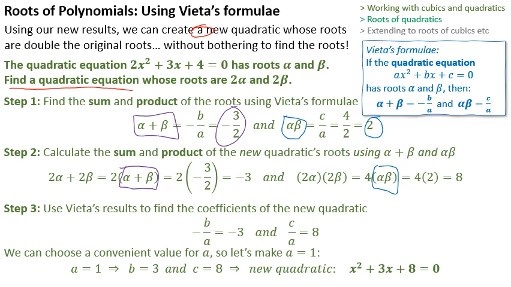X squared add 3x add 8 equals 0. If you'd chosen to make a equal to 2, you'd get another perfectly valid quadratic. 2x squared add 6x add 16 equals 0. And that will be fine as well.